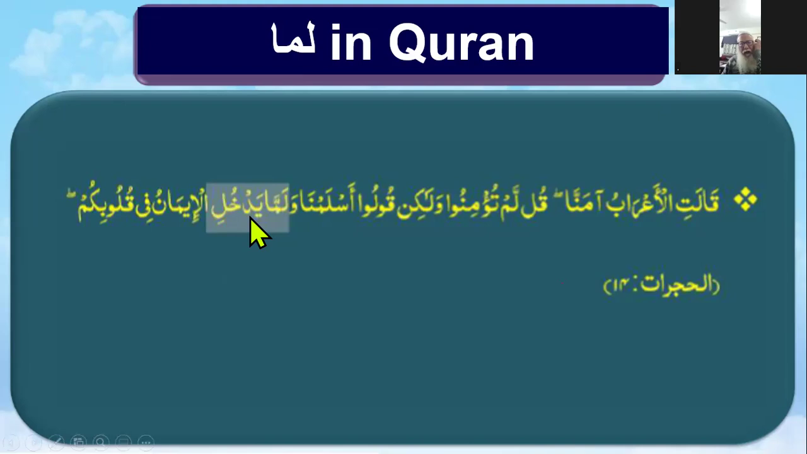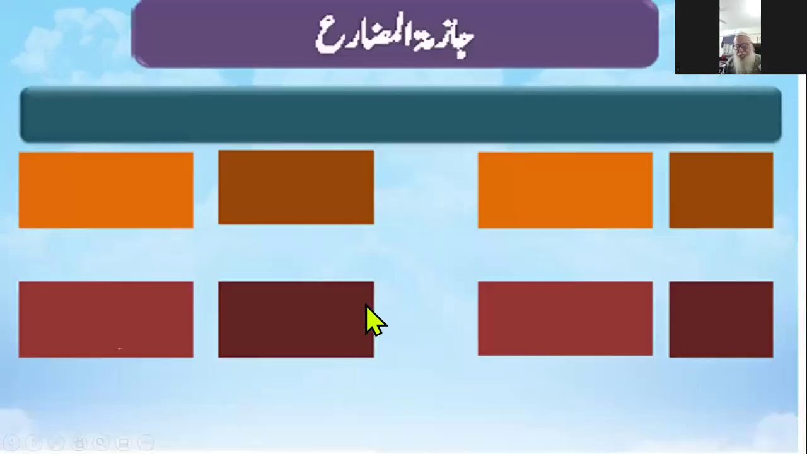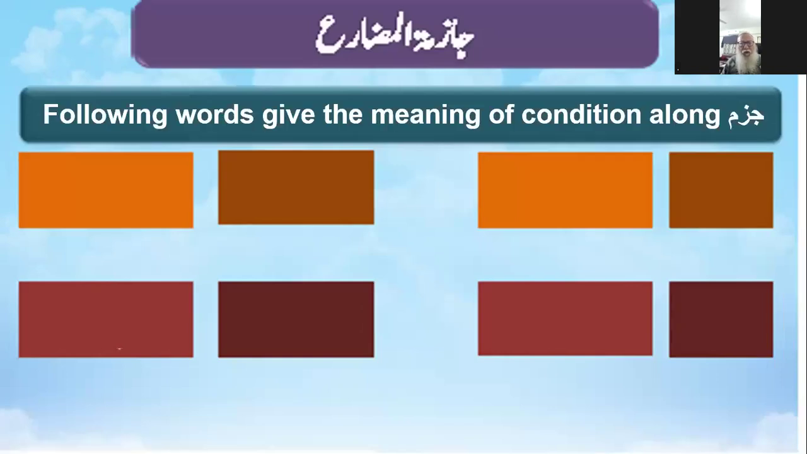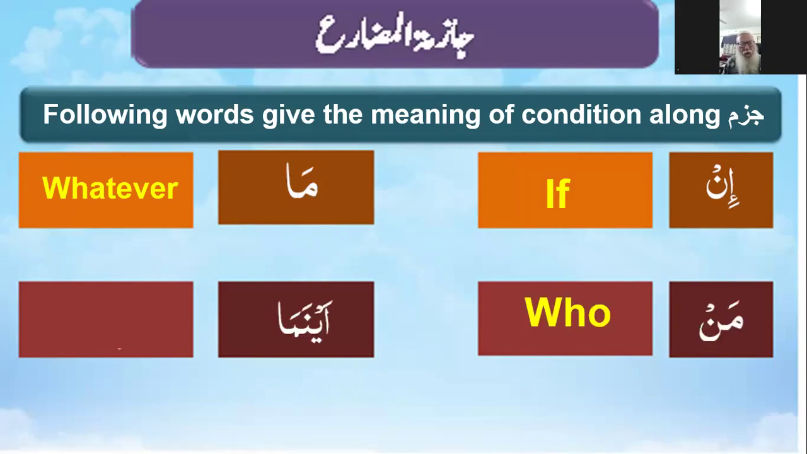So due to lam, yadkhul, it is sakin. Now, jazma mudare. Those letters which, following words, give the meaning of condition along with jazm. In means if. Ma means whatever. Man means who. Ainama means where.